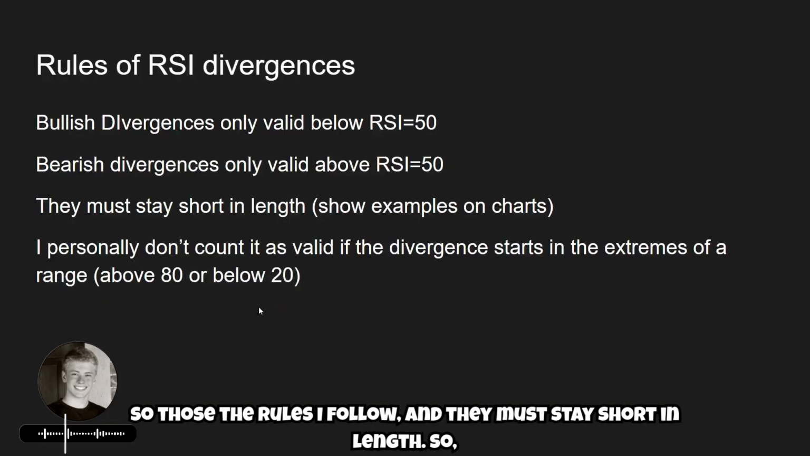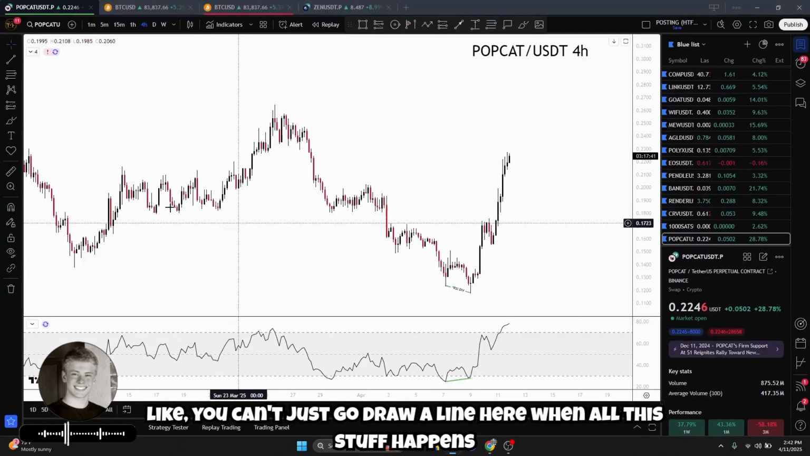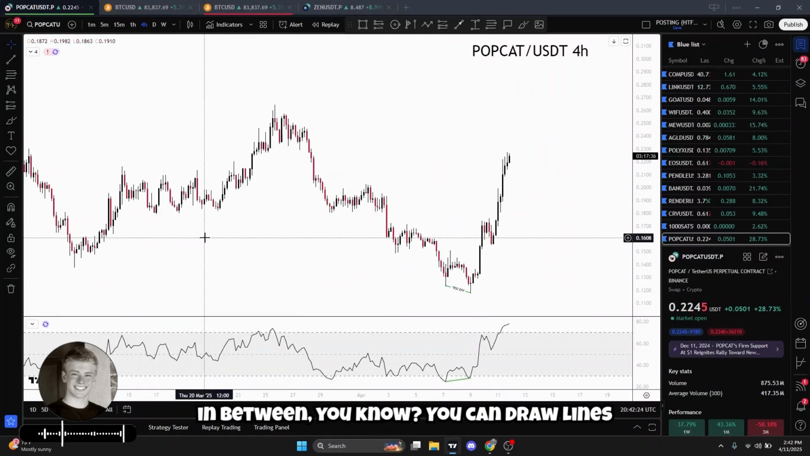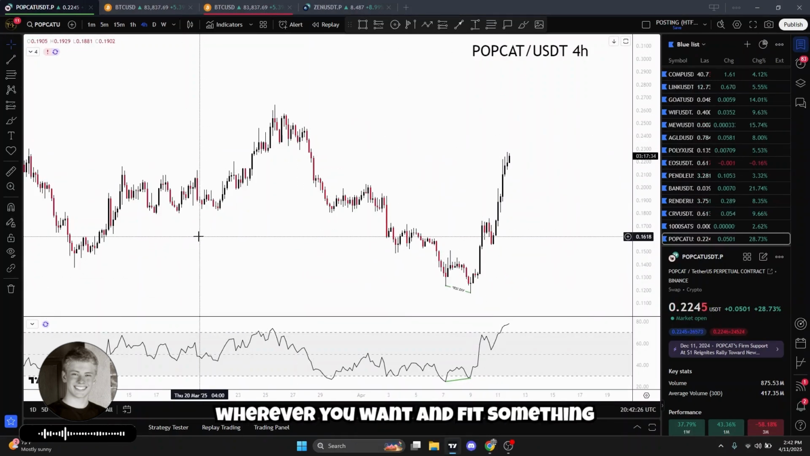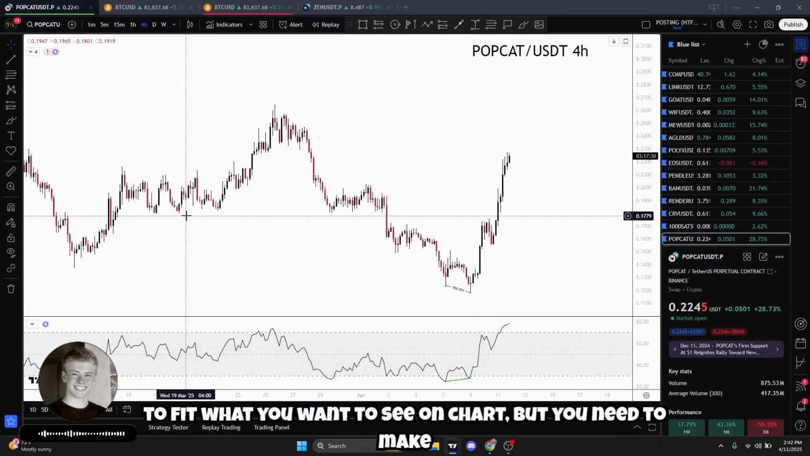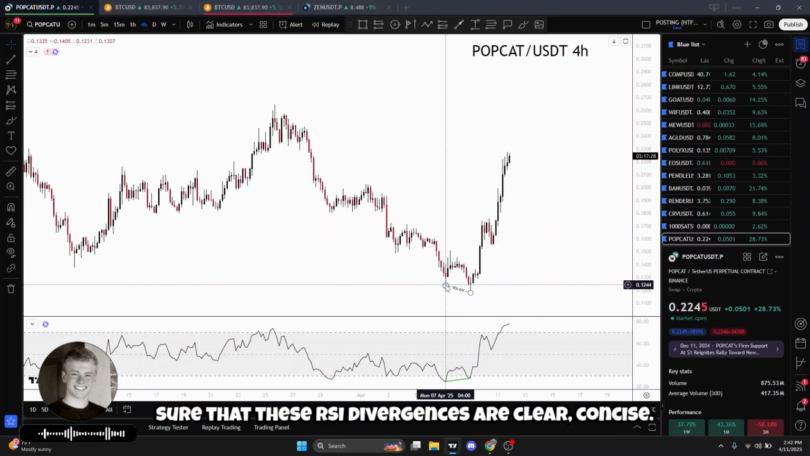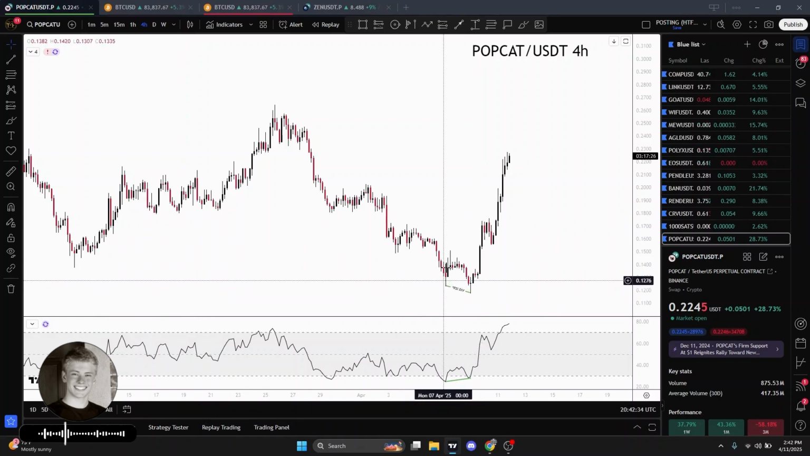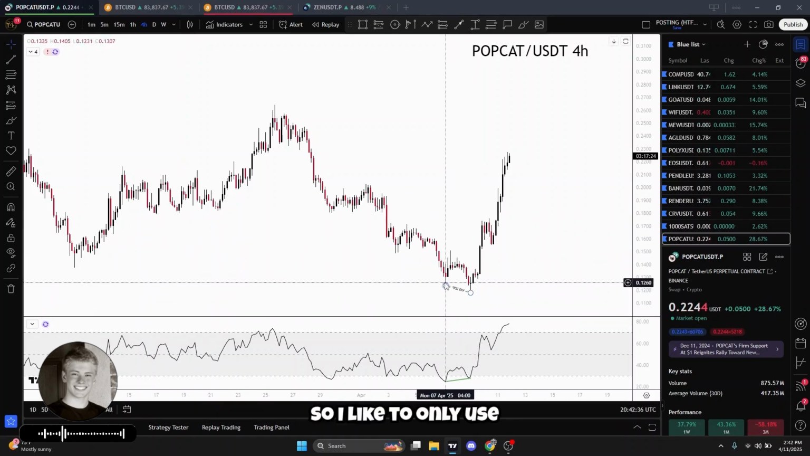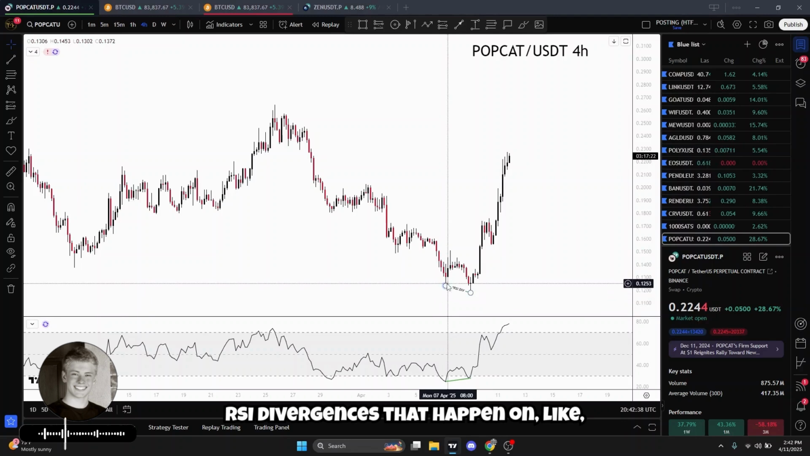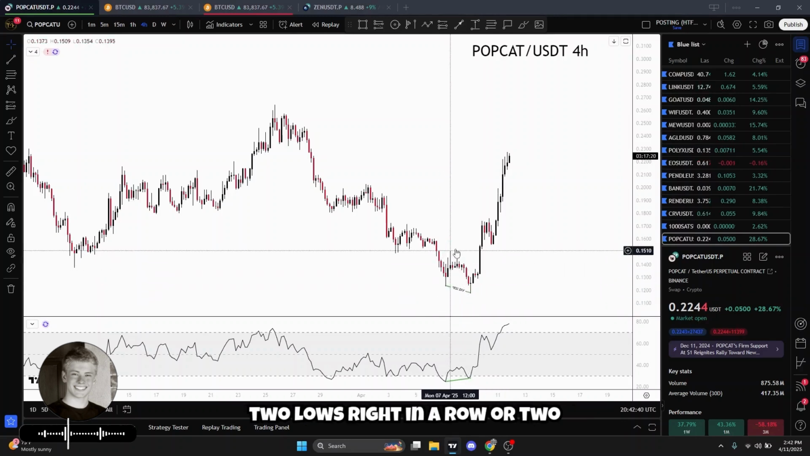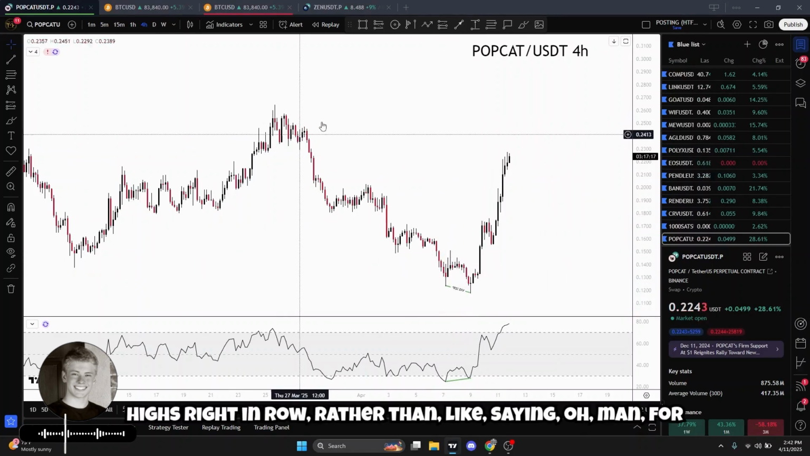And so those are the rules I follow, and they must stay short in length. You can't just draw a line from here to here when all this stuff happens in between, because you can draw lines wherever you want to fit what you want to see on the chart. You need to make sure that these RSI divergences are clear and concise, and I like to only use RSI divergence that happens on two lows right in a row or two highs right in a row.